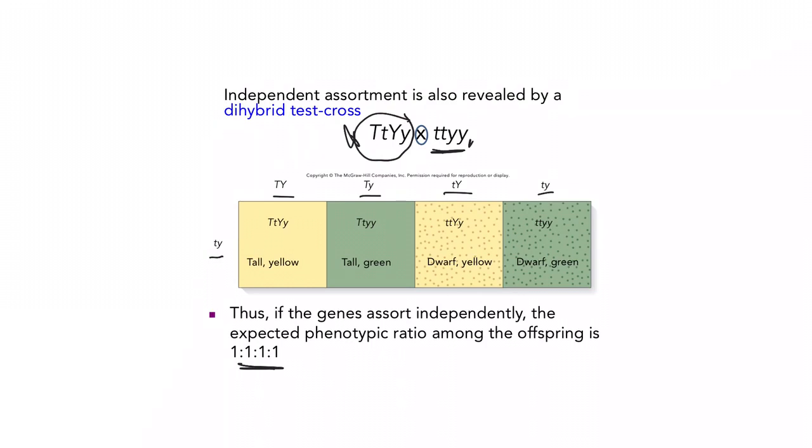Now, this is only in the situation where you have a dihybrid test cross. If this individual was a double heterozygote also, would you see a 1 to 1 to 1 to 1 phenotypic ratio? No, you would see a 9 to 3 to 3 to 1. So these dihybrid test crosses are used quite frequently in trying to determine if this parent is actually a double heterozygote, and also to test for linkage.